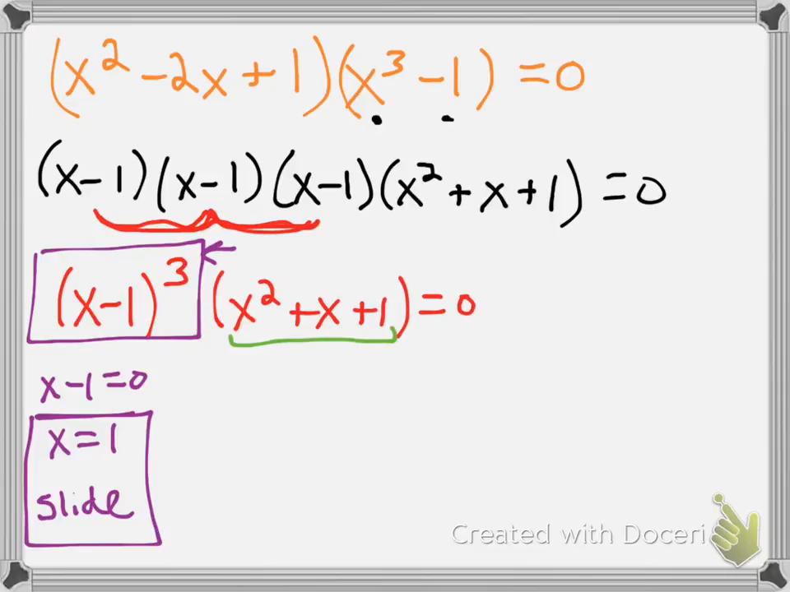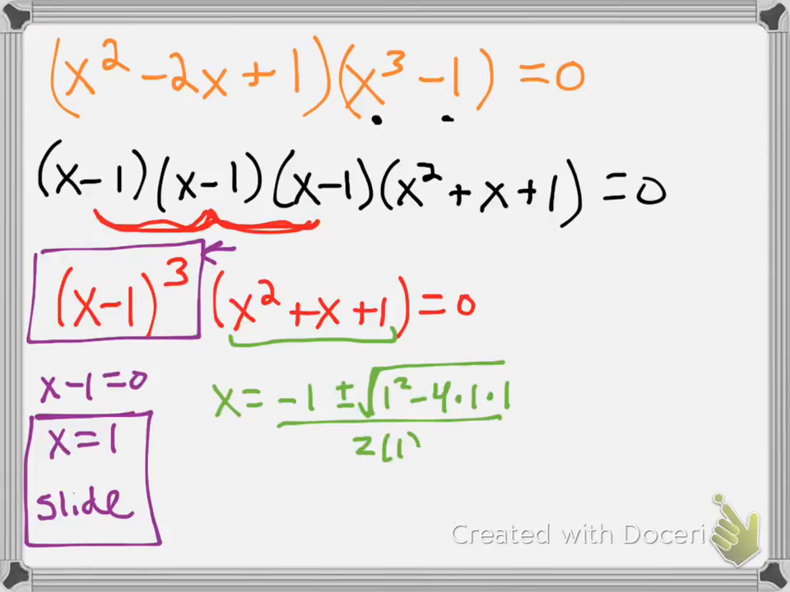Is there anything that multiplies to give you 1 and adds to give you 1? No. So I'm going to have to use quadratic formula or completing the square or something like this. I'm just going to go ahead and use quadratic formula. x equals negative 1 plus or minus the square root of 1 squared minus 4 times a times c, all over 2 times a.